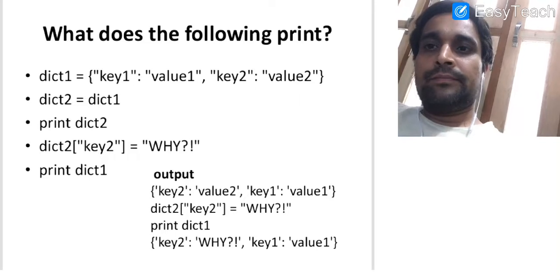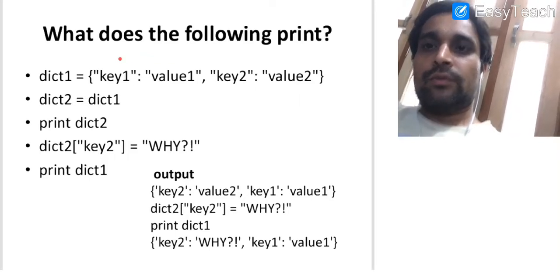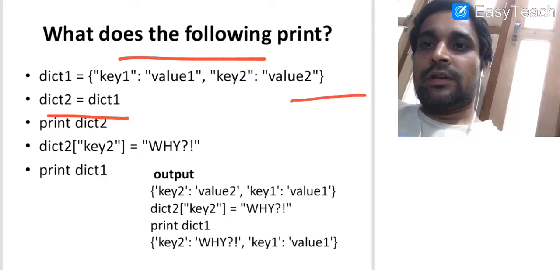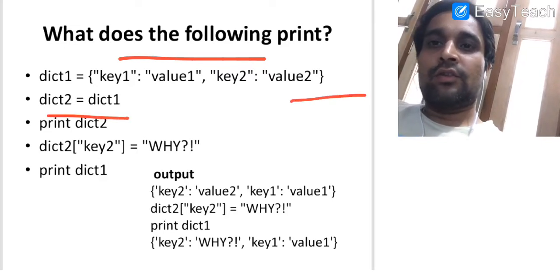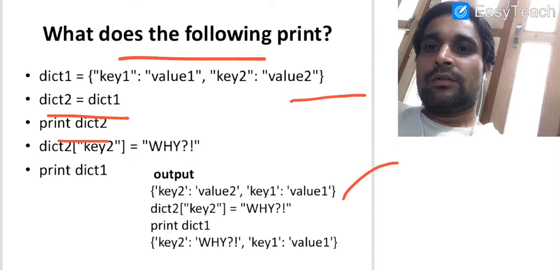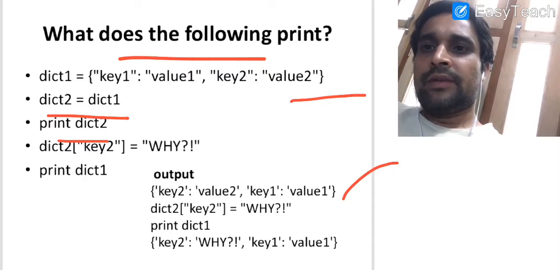I think you have done the question that was given to you. Let us discuss the same question now. We have created a dictionary. DICT2 is equal to DICT1. It means we are creating a copy of the dictionary. When you print DICT2, it will print the entire dictionary with two items available.